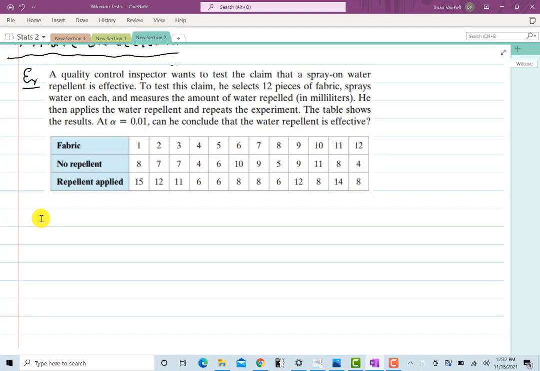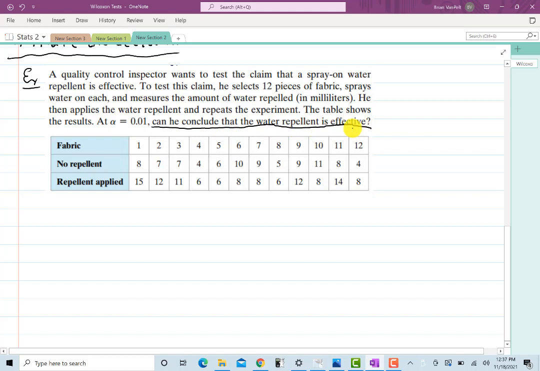Okay, in this example, this is a perfect example to start this process off. What we have here is a quality control inspector who wants to test the claim on their spray on water repellent. They want to see if it's effective or not. So they're spraying it on fabric, and then they're measuring the amount of water that comes off of the fabric. So the more water that comes off, the better the repellent is. So let's see what they want. Can he conclude that the water repellent is effective?